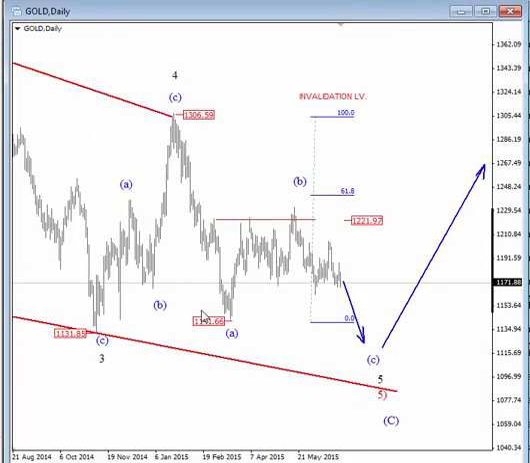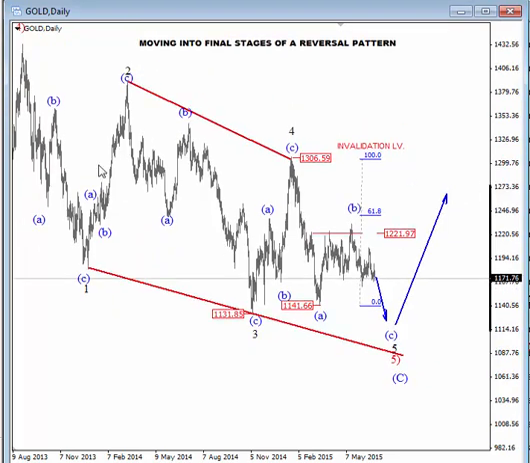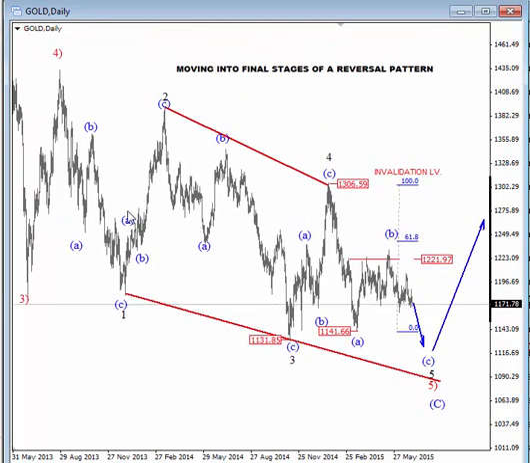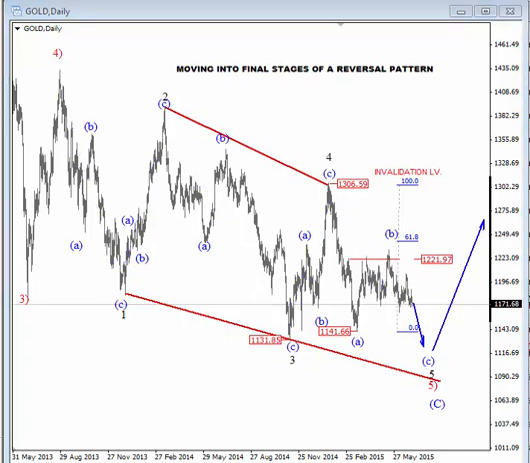in wave 5. Here we have a clear pattern, actually textbook example of an ending diagonal. 3 waves down for a wave 1, then you got wave 2, 3 waves down for a wave 3, wave 4, and now obviously I will be tracking 3 waves down for a wave 5.